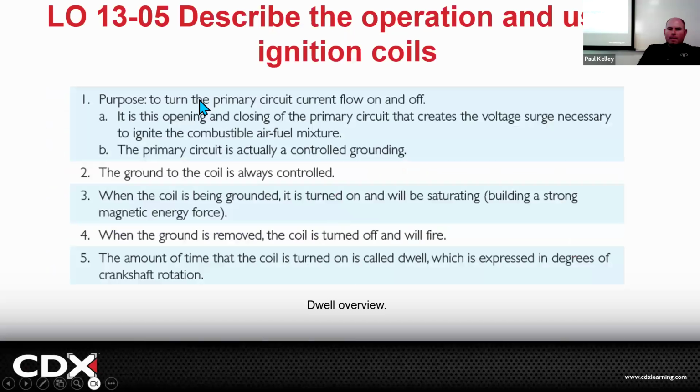Cool. All right. Again, the opening and closing of the primary is what's going to create the voltage surge necessary to ignite the combustible air fuel mixture. Does that make sense? If we give it the dwell time and we charge it up and then we rip the ground away, that's going to collapse the magnetic field, induce it into the secondary, send the spark down the spark plug wire, spark the spark plug, light the sucker on fire. And then you can have your power stroke. But if anything goes wrong before that point, you don't have any spark.